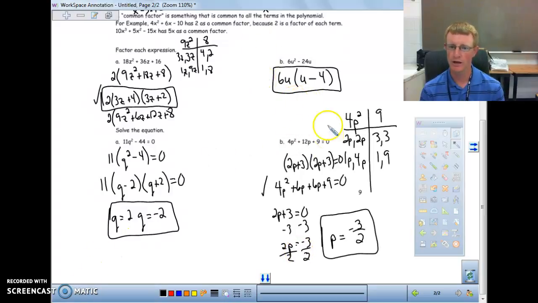So in this one, again, if you look to see if you could do a common factor right at the beginning, there's not a common number that goes into all three of those, so there's nothing for us to do. So we set up our chart with 4p squared and 9. 2p, 2p, 1p, 4p, 3 and 3, 1 and 9. No negatives because the entire thing is positive. Set up our factors. We realize 2p plus 3 works. We go through and we see that 2p plus 3, we solve that for 0 and get negative 3 halves.